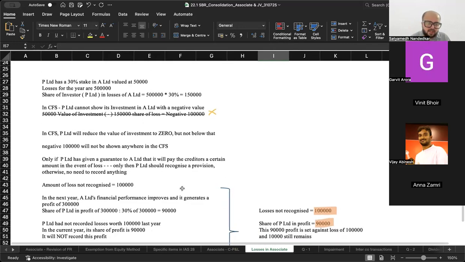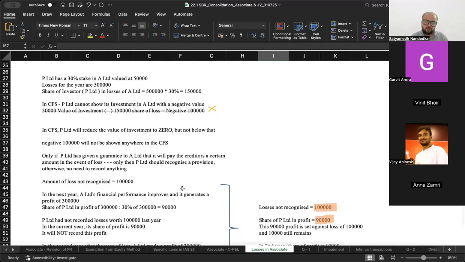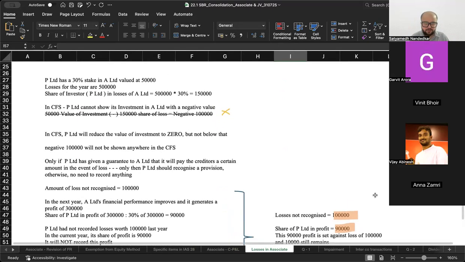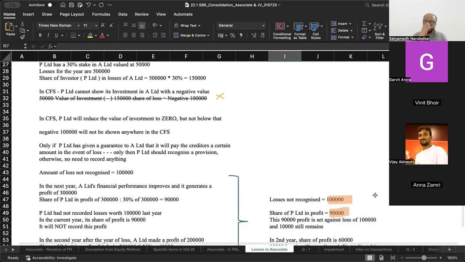Now, have a look at this example to understand what I'm trying to demonstrate. Basically, whatever is the share of the investor in the loss, start subtracting that from the total amount of investment. The moment it reaches zero, stop there. Don't go below that. And then the further treatment is also given to you. Just go through this once.